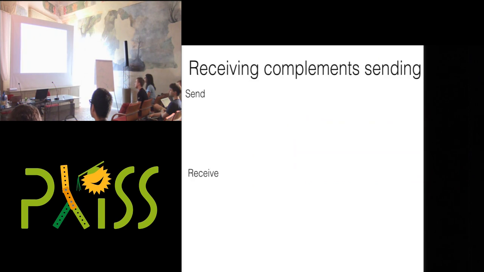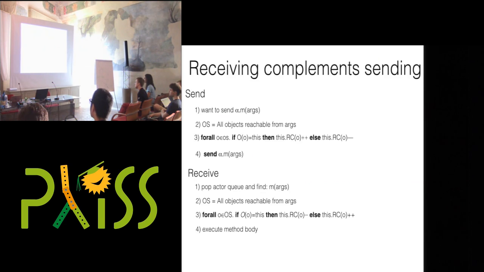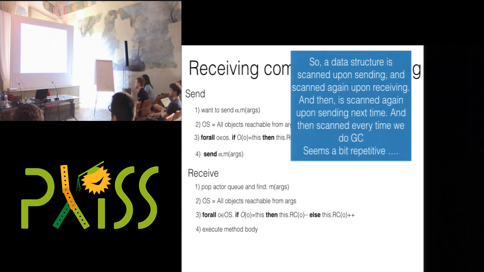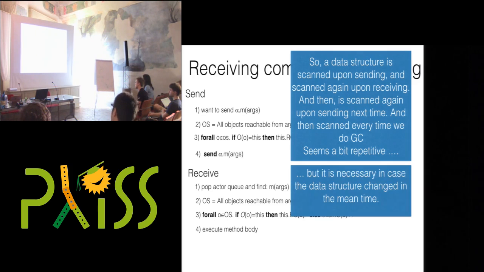So I would like now to, last bit, I'm going to go very briefly through it. If you look at sending and receiving, they are complementary things. So we scan a data structure when we send it, and we scan it again when we receive it. And we also scan a data structure when we are doing GC. So that seems a little bit repetitive. Why do we need it so often? But it is necessary in case the data structure changes in the meantime. Even though this one and that one will be doing the opposites of each other, the data structure might change, and we need to keep track of that.